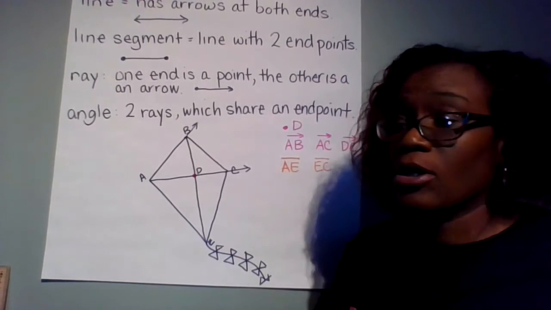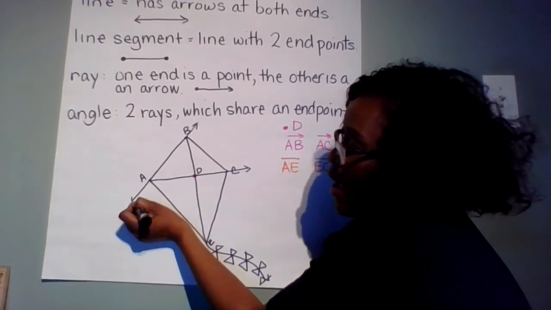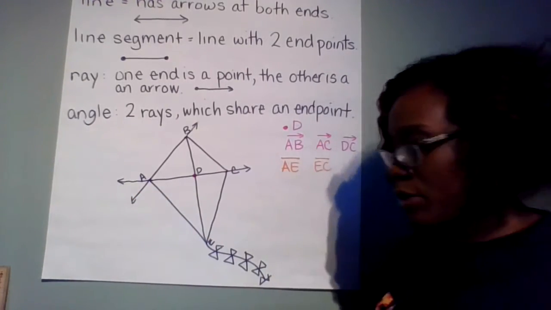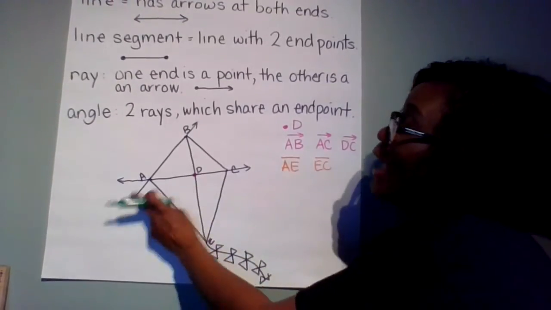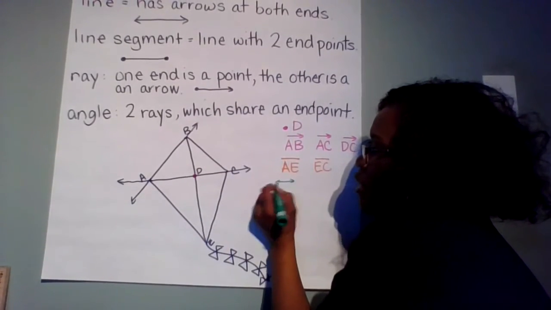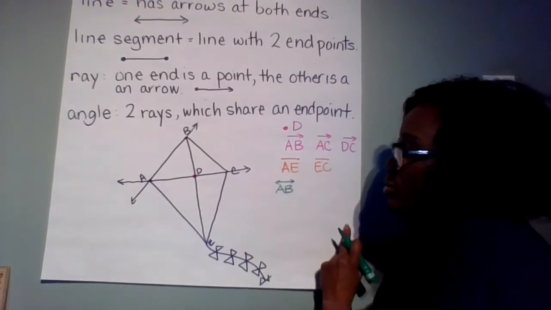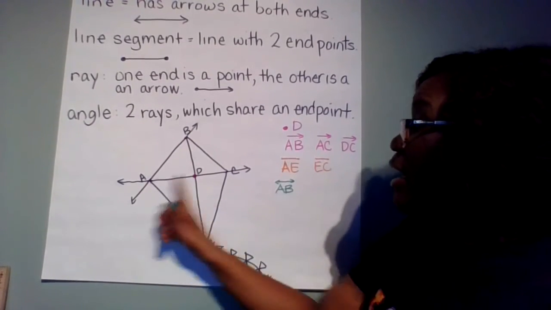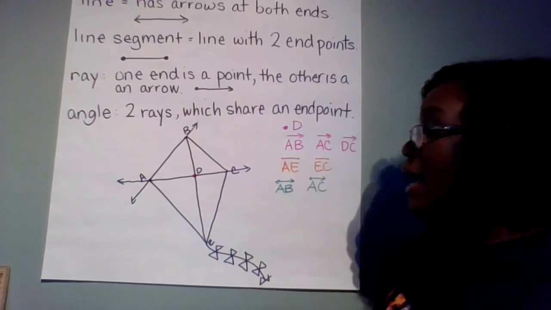And now, scholars, I am going to add one more. I could add arrows here, and I could add an arrow here. And now, scholars, I could say I have a line AB, and you don't have to put the arrows on, but it makes it easier to understand. And I could say line AC.